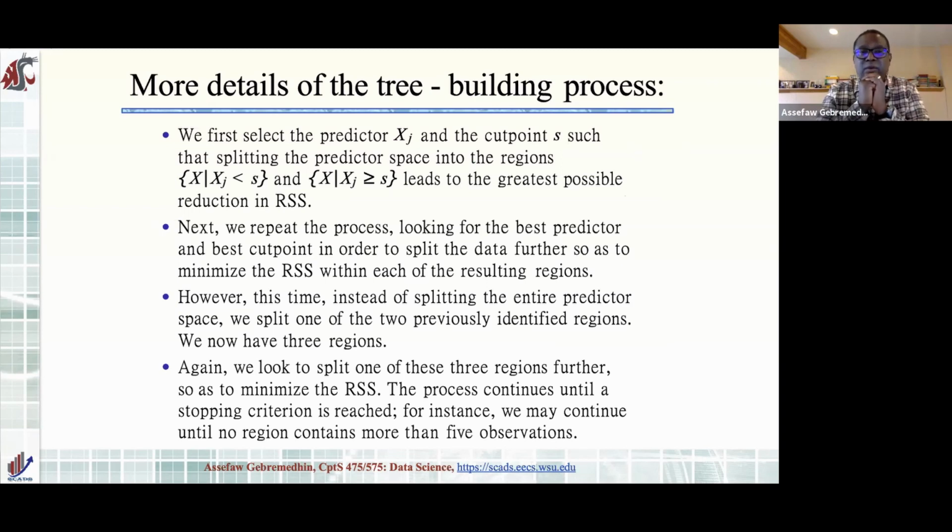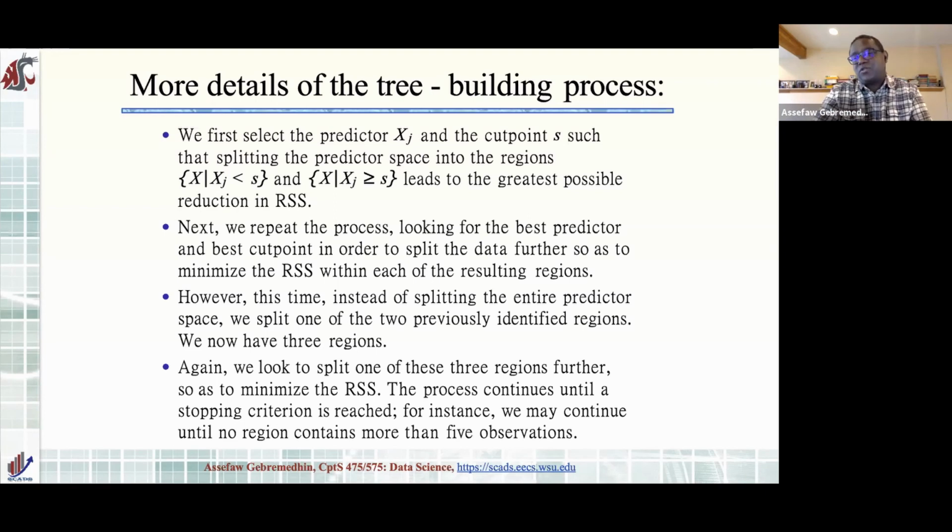So we select the predictor xj at the cut point s, such that this splitting of the predictor space into the regions less and more would give us the greatest possible reduction in residual sum of squares. That's the objective we are trying to minimize. Now you would see why it is greedy. Now you would also see why it is top down. You've started with the one that would give you the best one, a very important decision.